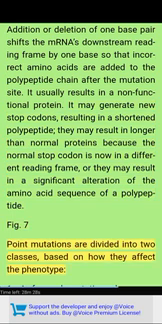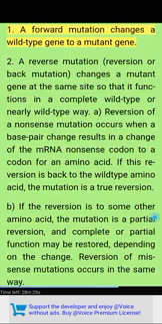Figure 7. Point mutations are divided into two classes based on how they affect the phenotype. 1. A forward mutation changes a wild type gene to a mutated gene. 2. A reverse mutation, reversion or back mutation changes a mutated gene at the same site so that it functions in a complete wild type or nearly wild type way.